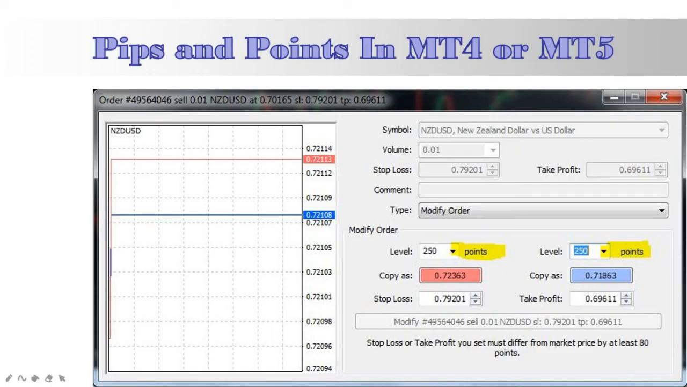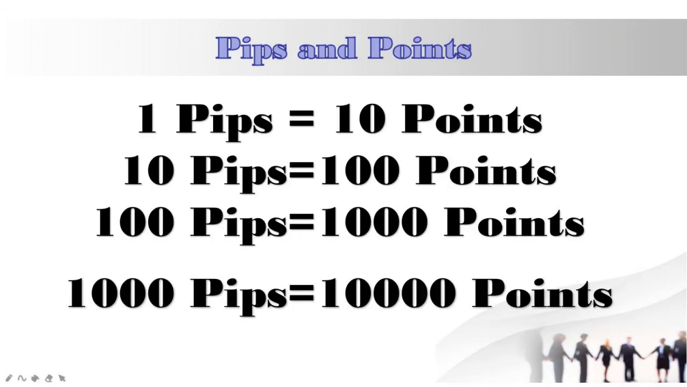Now we see what points and pips are. When we update stop loss or take profit in MT4 or MT5, we update only in points and not in pips. The only purpose of using points in the MetaTrader platform is to update with more exact stop loss and take profit. 1 pip is equal to 10 points, 10 pips is equal to 100 points, 100 pips is equal to 1000 points and so on.